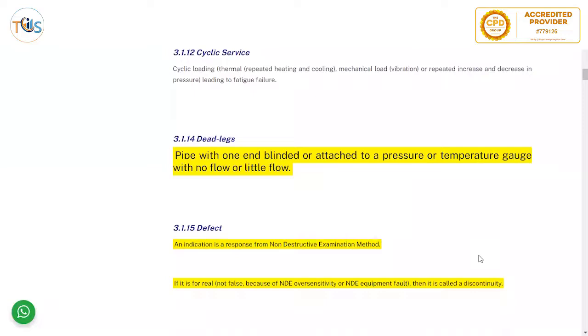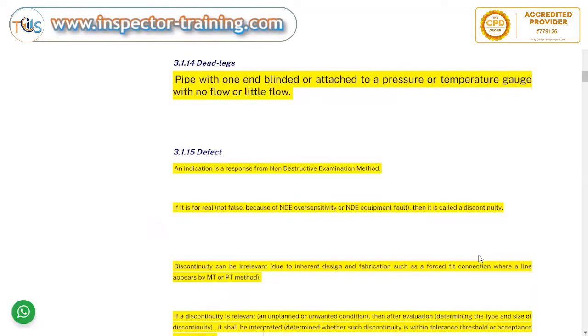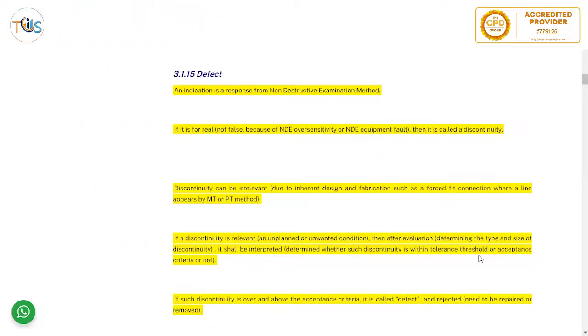Cyclic service could be thermal, repeated heating and cooling, mechanical load, vibration, or repeated increase and decrease in pressure, leading to fatigue failure. Dead legs are pipes with one end blinded or attached to a pressure or temperature gauge with no flow or little flow. An indication is a response from a non-destructive examination method.